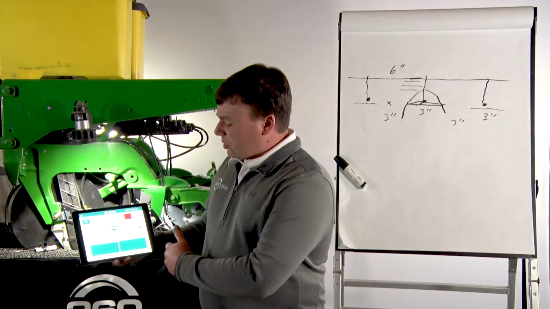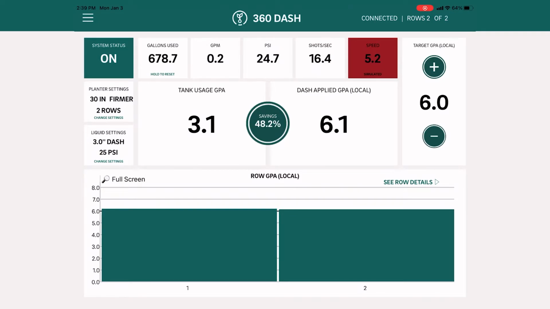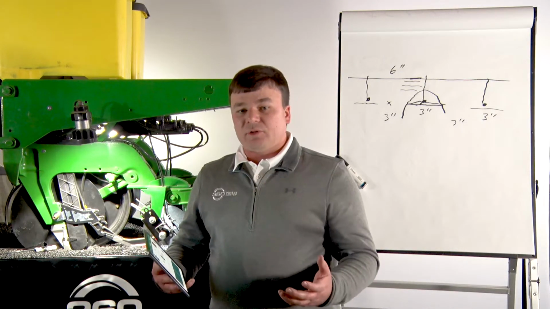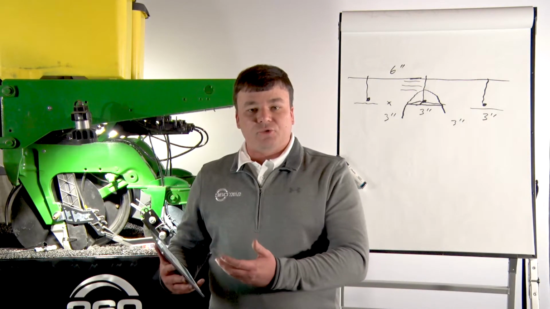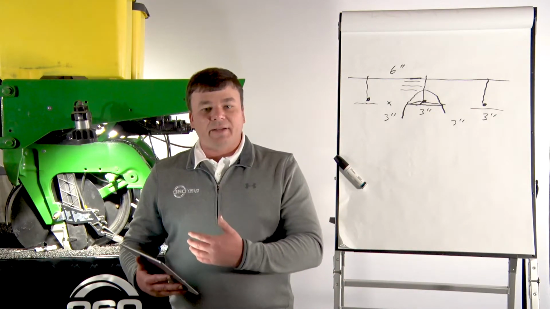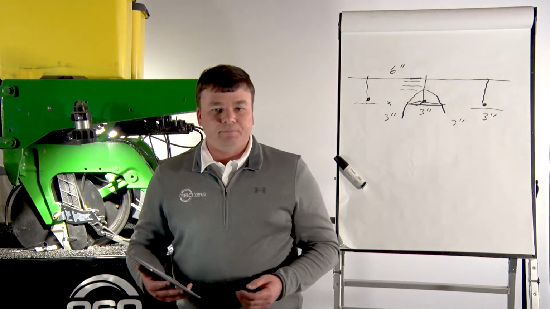So the app is fairly simple as far as being able to show you what's actually being applied, give you the ability to change rate, change settings as you go through the field, and really simple to use in the cab. You're not always needing to keep the app up at all times. The valve remembers all the settings. It'll alert you if anything goes wrong. You could have other apps up as you're working your way through the field and just come back to dash if you want to change something or check on it.